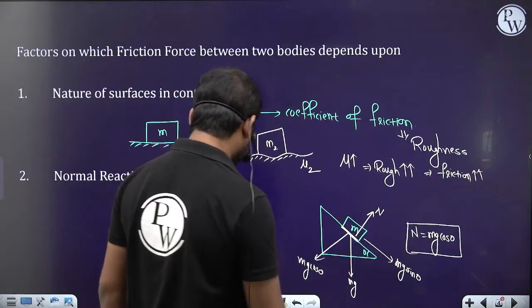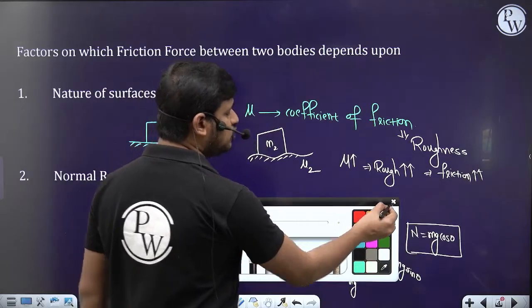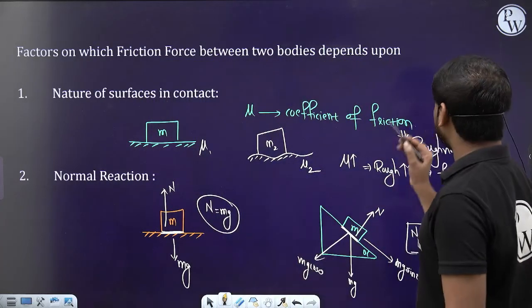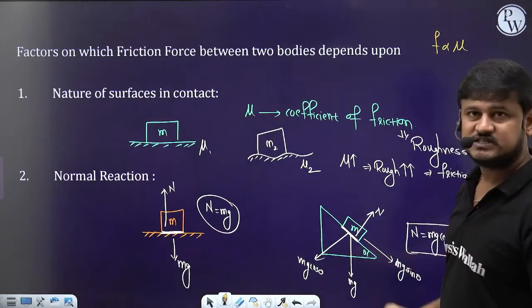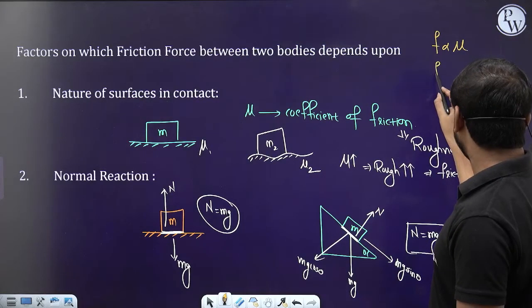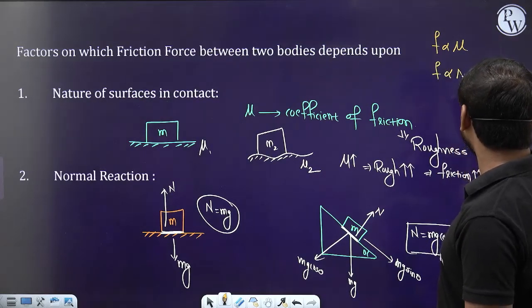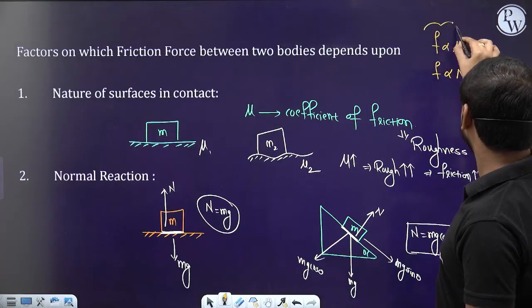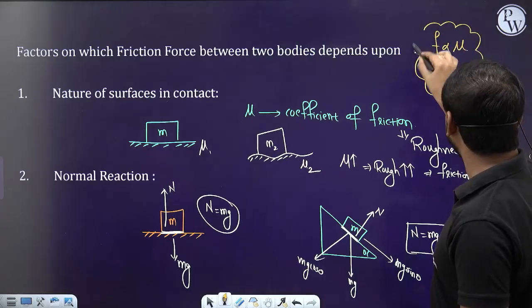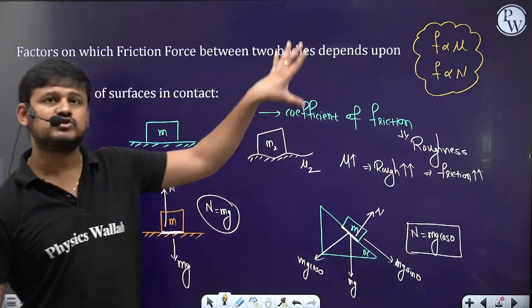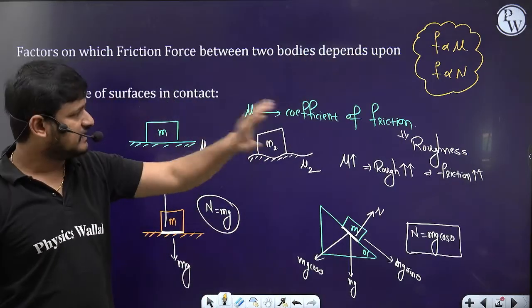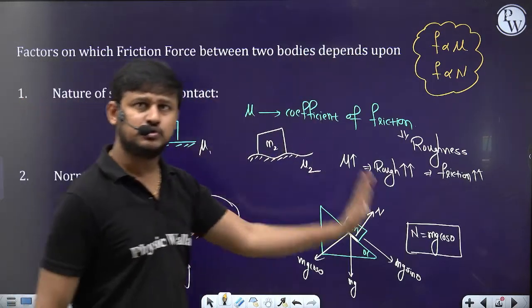So the friction, basically it depends on two things. What are they? One, friction is directly proportional to the roughness of the surface, which is nothing but the coefficient of friction. And friction is also directly proportional to the normal reaction. So on these two factors, the frictional force will depend. Done? Basics. Chalo, let's move further.